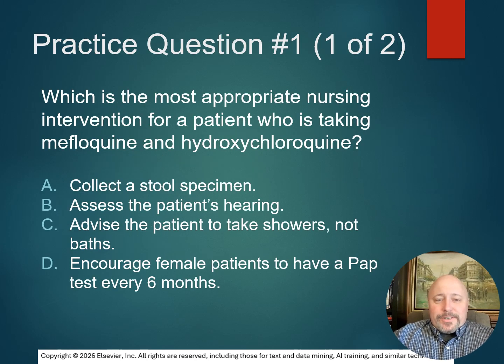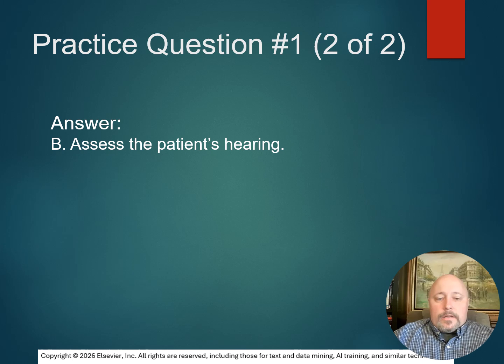For practice question one, what is the most appropriate nursing intervention for a patient who is taking mefloquine and hydroxychloroquine? That be A, collect a stool specimen, B, assess the patient's hearing, C, advise the patient to take showers, not baths, or D, encourage female patients to have a pap test every 6 months. And that answer is going to be B, assess the patient's hearing.